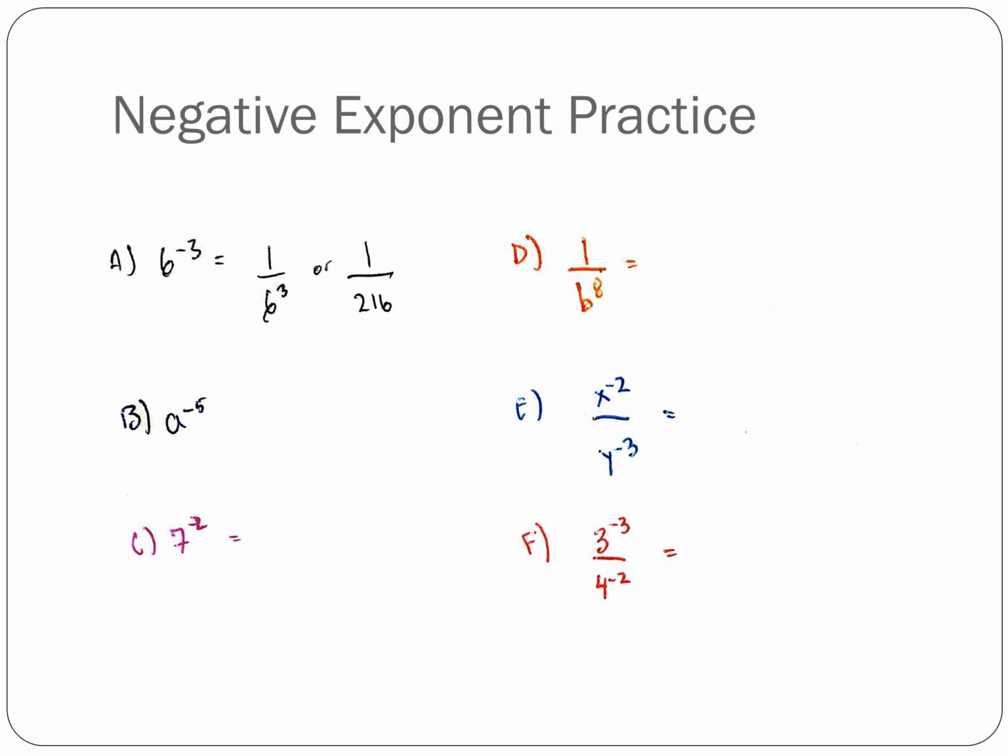Did you get 6 to the third, 1 over 6 to the third, or 1 over 216 if you multiplied? Heck yeah. 1 over 8 to the fifth, 1 over 7 squared. These are the easy guys. B to the negative 8, because see, I'm changing it back. It was already positive, so I'm changing it back into a negative. That brings us to E. What the heck, man? Both of these are negative.